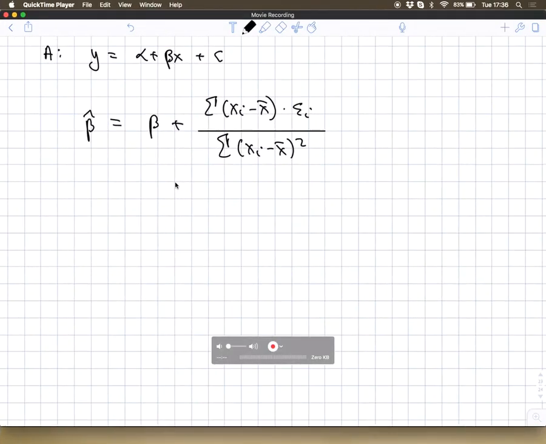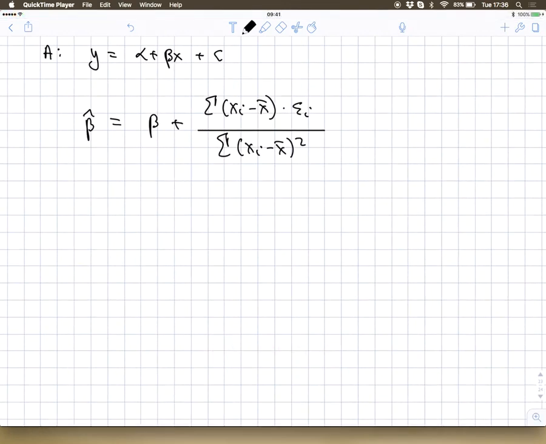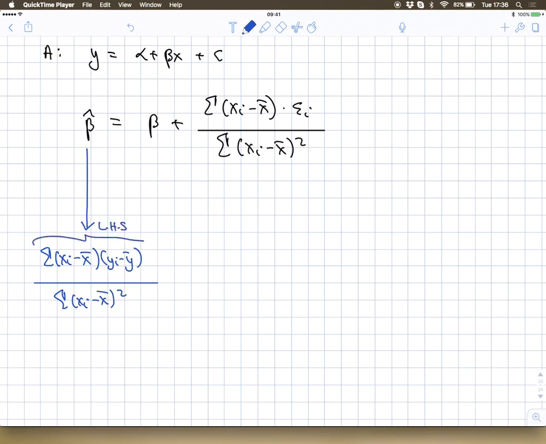So usually what happens in these questions is that the first step is that you will need to know what is beta hat looking like before you make this transformation, okay? So what is beta hat looking like before you make this transformation? It is the sum of xi minus x bar, yi minus y bar, divided by the sum of xi minus x bar squared, okay? Think of this as your left-hand side. Think of this with a question mark as your right-hand side.